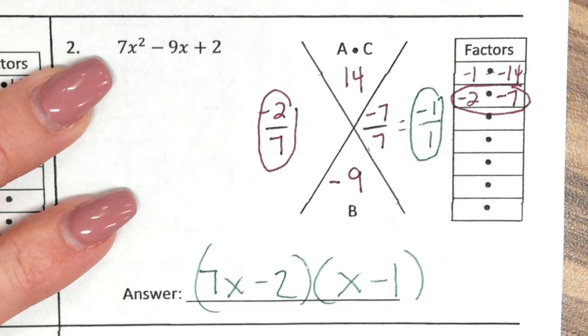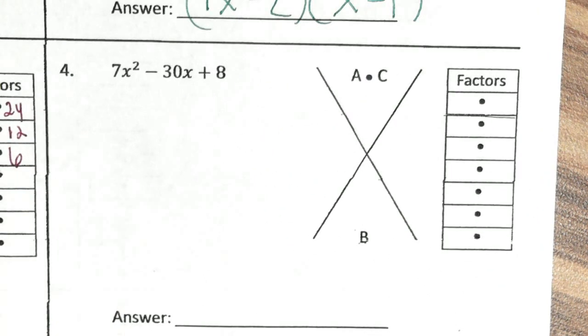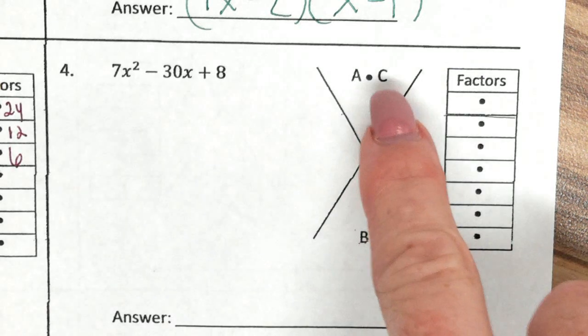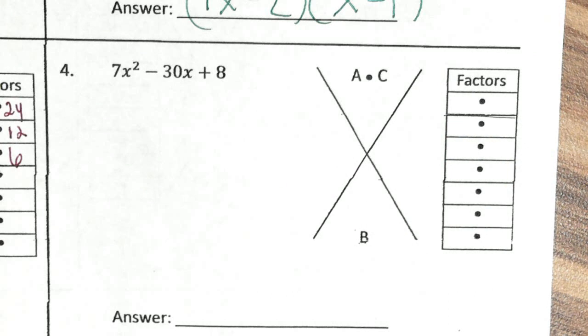Okay, let's go do number 4. Let's have y'all do number 4 on your own. Remember, if you don't know the factors, where do you go? Where do you go in your calculator? Y equals, and then you just put a times c divided by x in that y equals button.